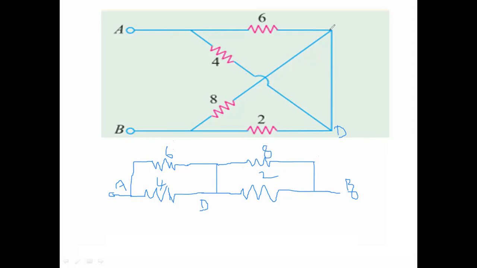So you can see this point and this point both are the same. So this is the D point. Okay. Both are the same points. So this entire thing is D. Okay. From 6 to 8, while going, it is connected to D. So that's why I connected this line. Okay. Now observe 4 and 6 are in parallel and 8 and 2 are in parallel.